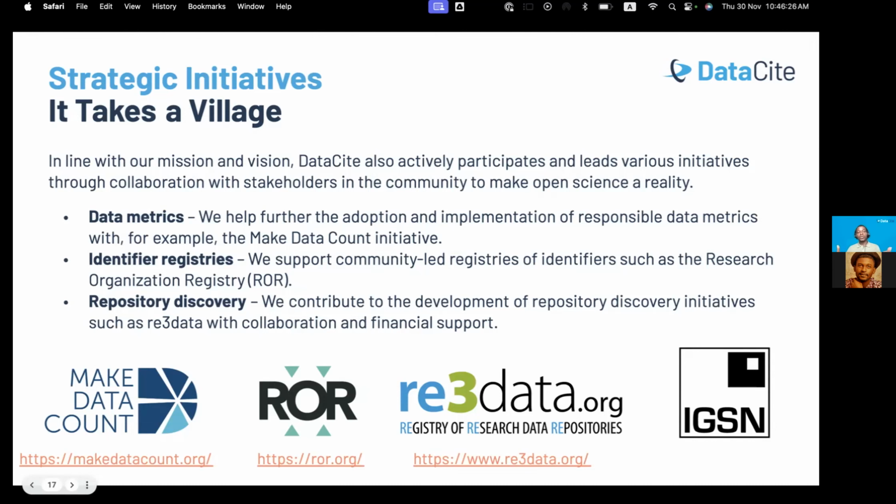And then we also support and contribute to repository discovery. So the re3data.org initiative, we are supporting and collaborating with them, even financially. That's where we index repositories. You need your repositories in your university to be indexed here. How do you do that? You must meet some standards also. So you go in there and register with them, re3data.org.